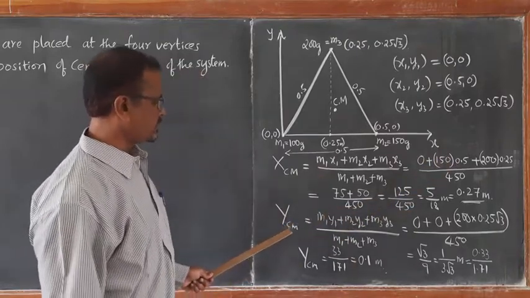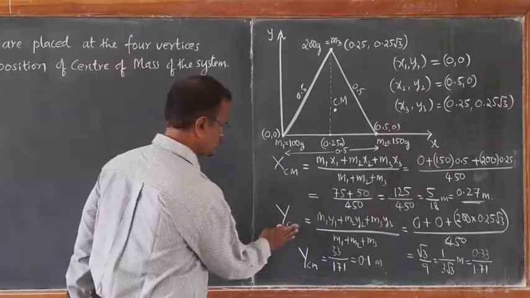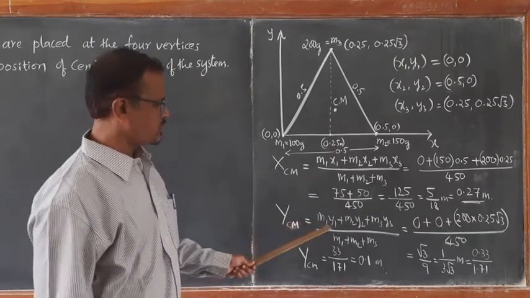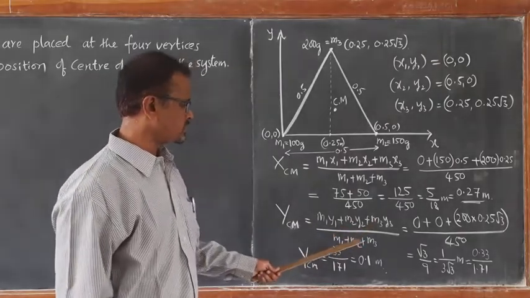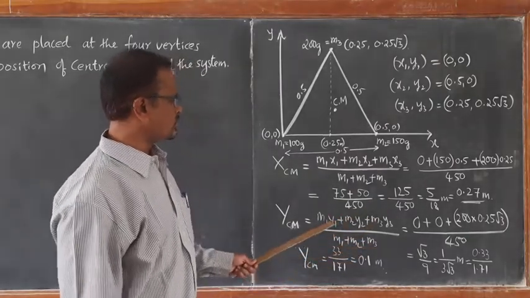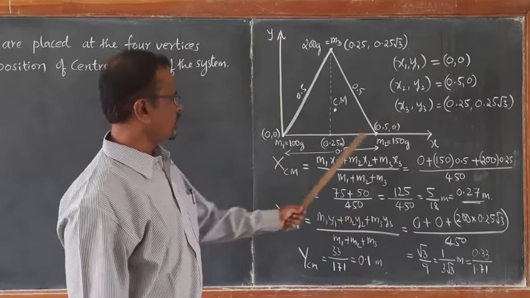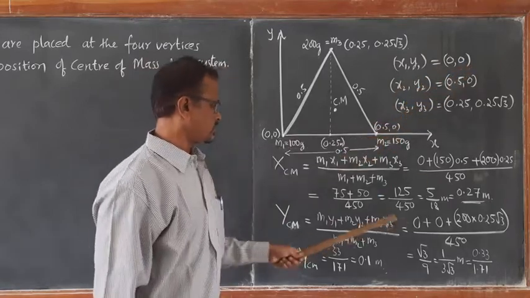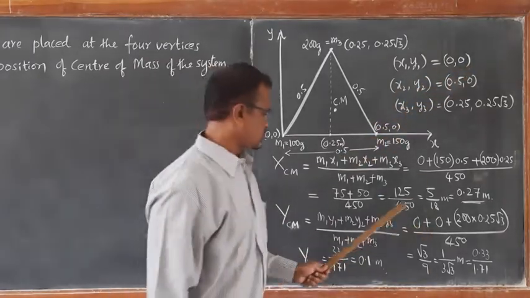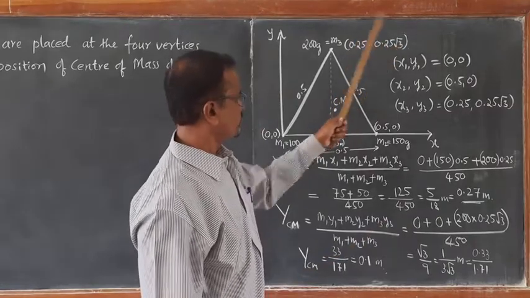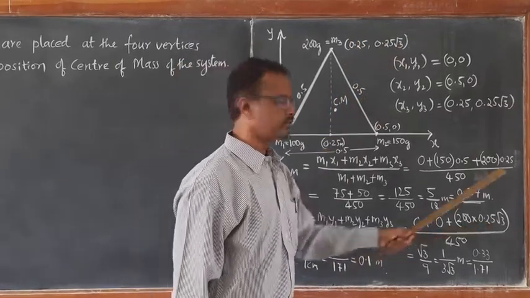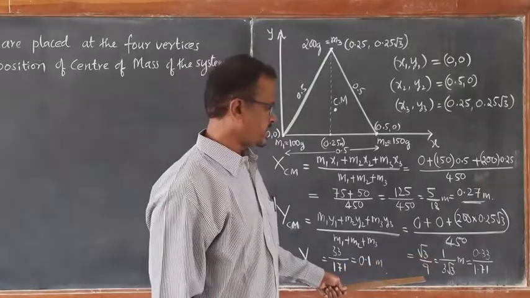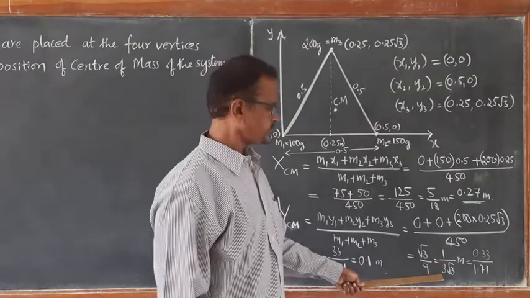Similarly, the y coordinate of center of mass is m1 y1 plus m2 y2 plus m3 y3 divided by m1 plus m2 plus m3. Both y1 and y2 are 0. Therefore, the first two terms will become 0. So y3 is 0.25 root 3. So 200 into 0.25 root 3. When you calculate, it comes out to be root 3 by 9. Root 3 by 9 becomes 1 by 3 root 3.